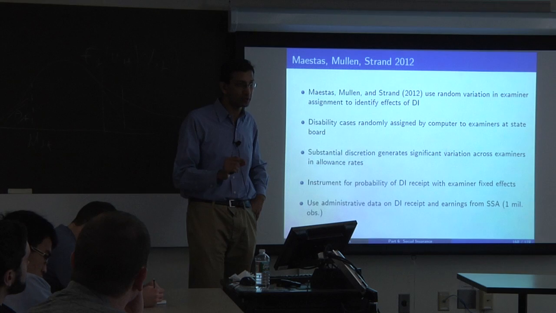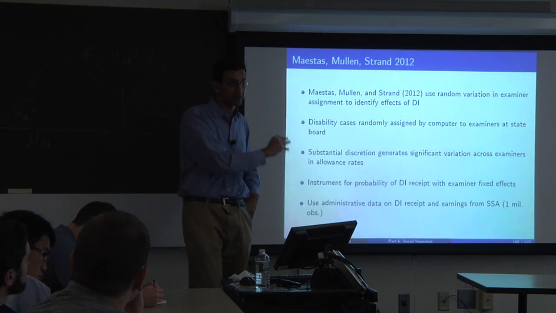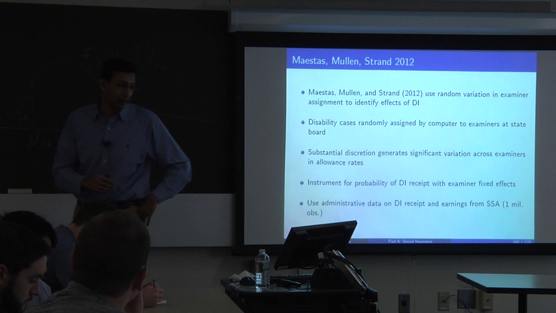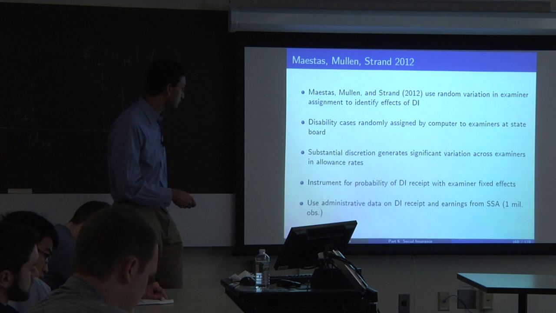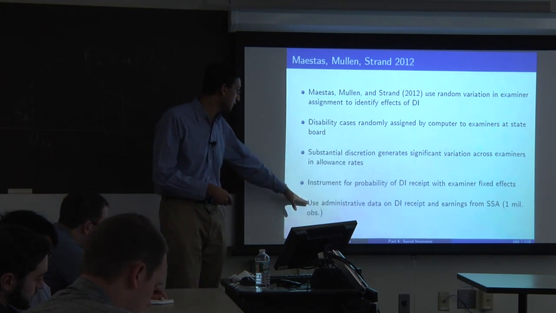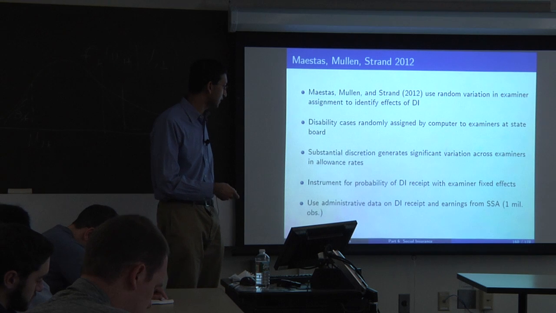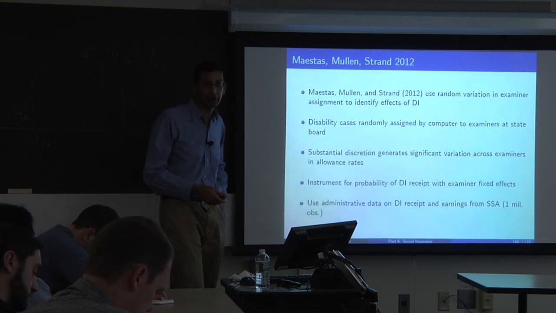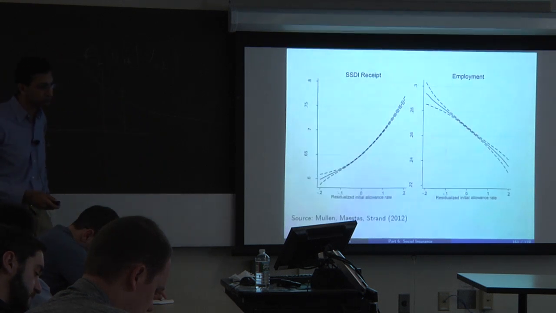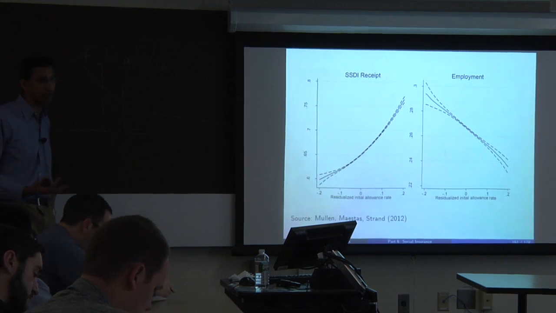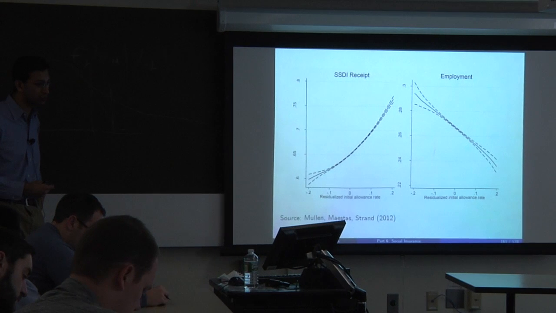And then they have really good data. So this paper, I think, is an illustration of a frontier AER paper at this point on a topic like this. So good research design and excellent data, administrative data on DI receipt and earnings from the SSA with 1 million observations. Okay, so here's the key graph from the paper, and then we'll talk about how you quantify the impacts.